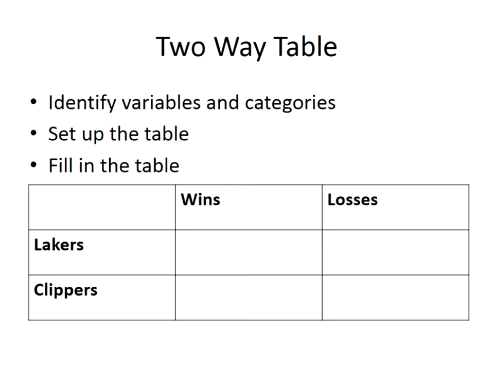Just identify those. Okay, so to create a two-way table, the first thing you had to do was identify the categories, right? So once you've identified the variables and the categories, then you could set up the table and fill in the table. So that's how you create a two-way table.